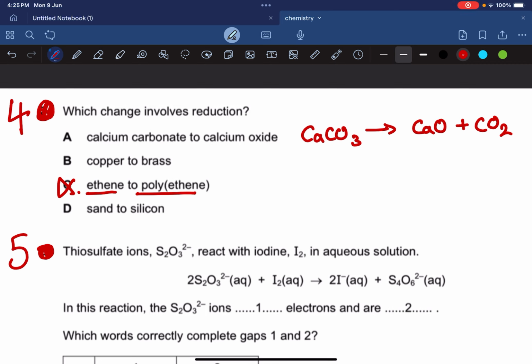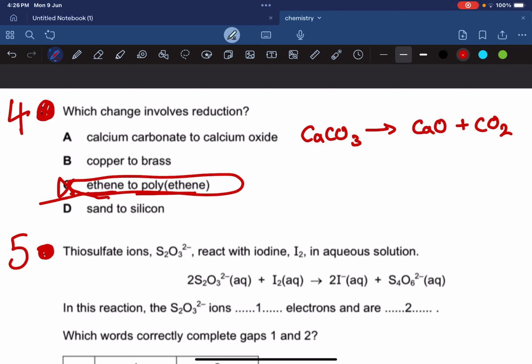Okay, this is an example of an addition reaction, but moreover, you'd say it is a polymerization reaction. Why is this addition? Because you have a lot of reactant molecules. You have a lot of ethene, and when you combine them, you form a single polyethene molecule. So that's not reduction.